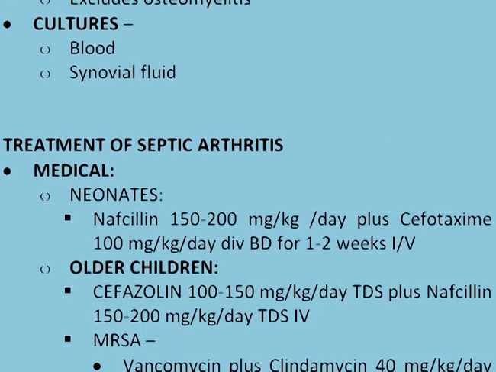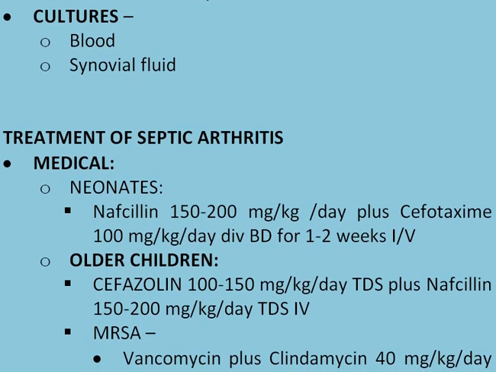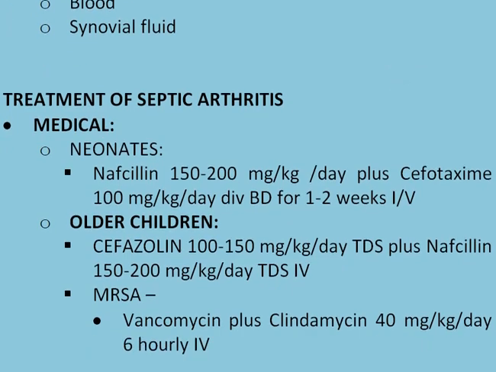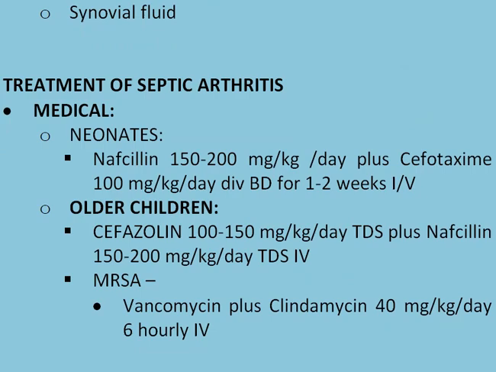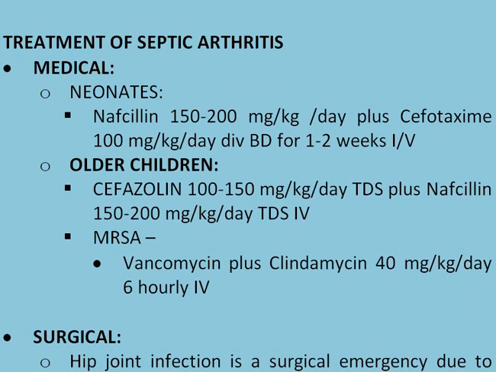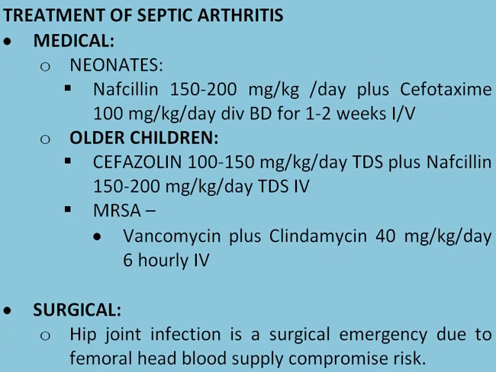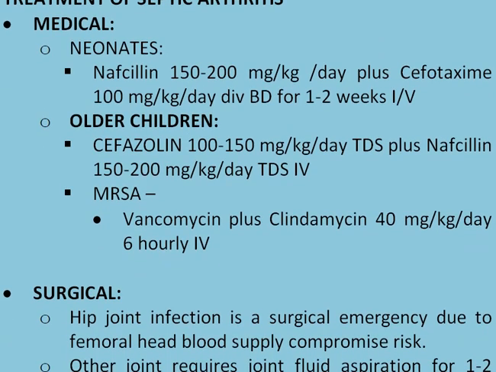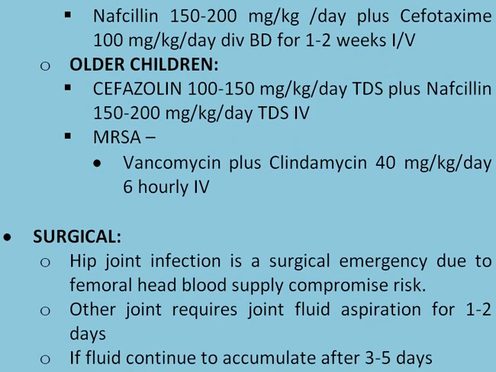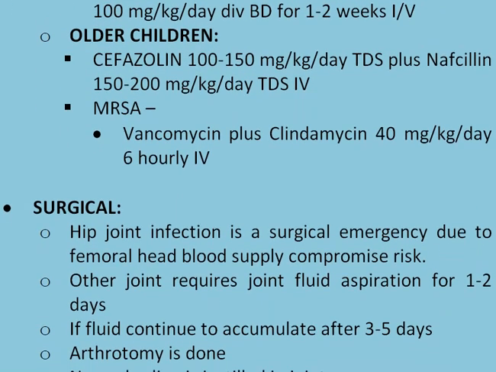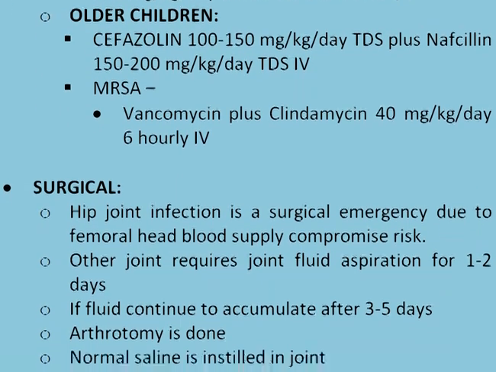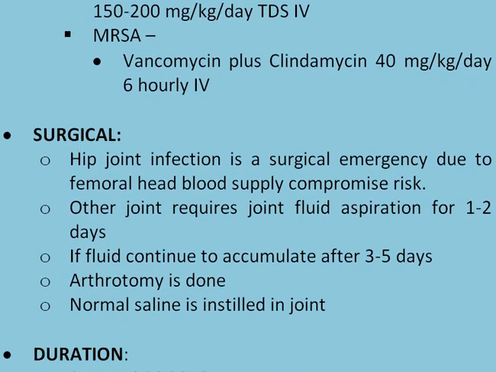Then the treatment of septic arthritis, medical: in neonates, you give nafcillin in a dose of 150 to 200 mg per kg per day plus cefotaxime 100 mg per kg per day BD for 1 to 2 weeks. In older children, cefazolin is given along with nafcillin, while in case of MRSA, vancomycin plus clindamycin can be given. Surgical consultation is required, and hip joint infection is a surgical emergency due to the risk of femoral head blood supply compromise. Other joints require joint fluid aspiration for 1 to 2 days.